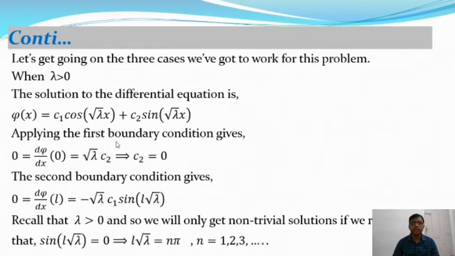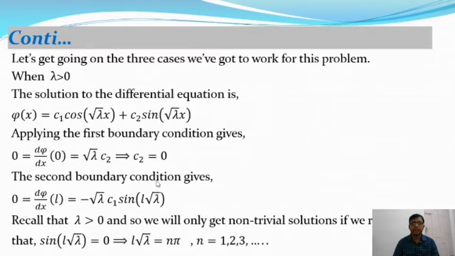Now applying the first boundary condition, it will give 0 equal to d phi dx of 0, and from this we will get root lambda into c2 equal to 0, that means c2 is equal to 0. After differentiating with respect to x and putting x equal to 0, we get this.